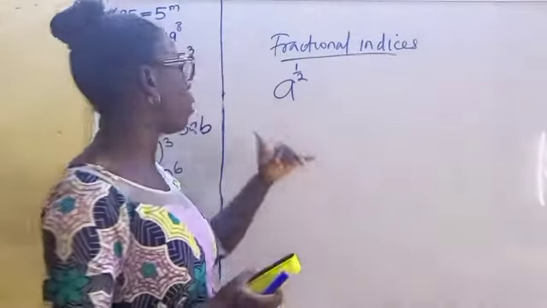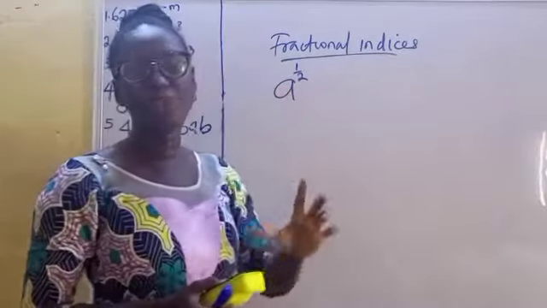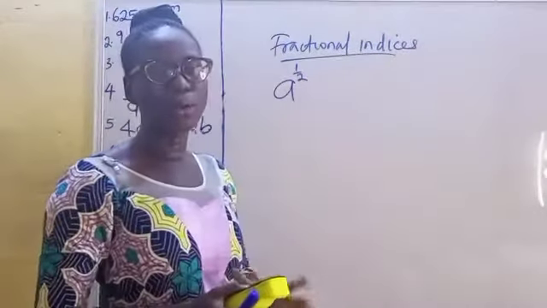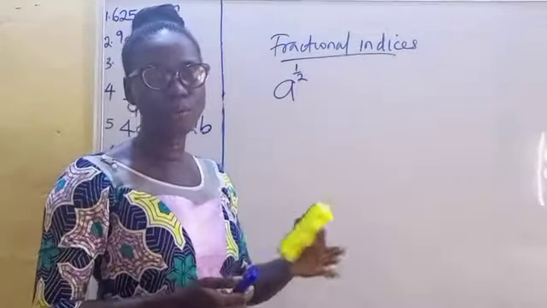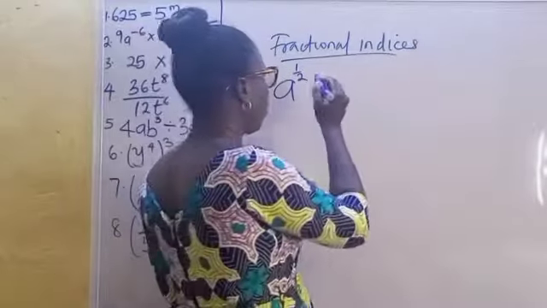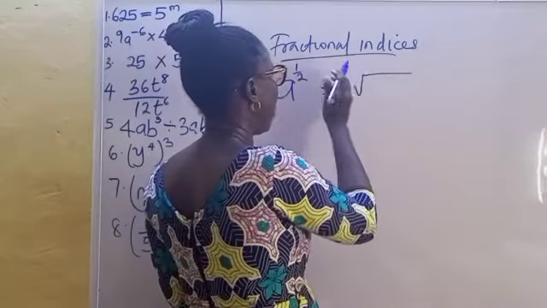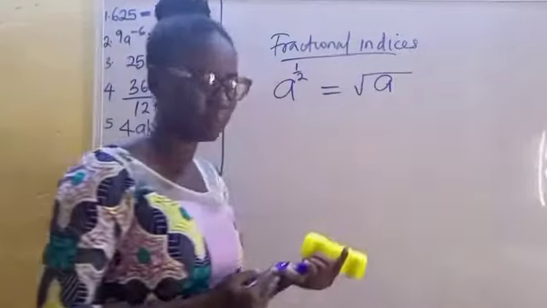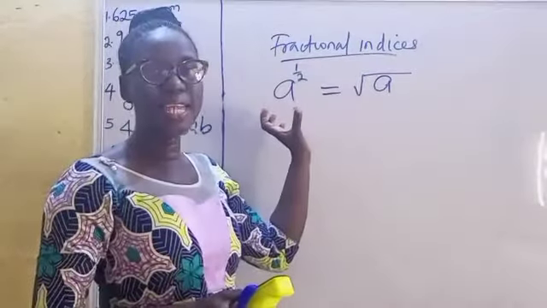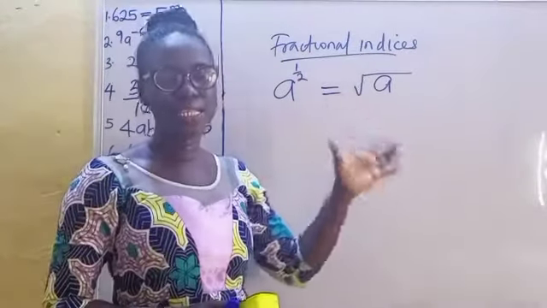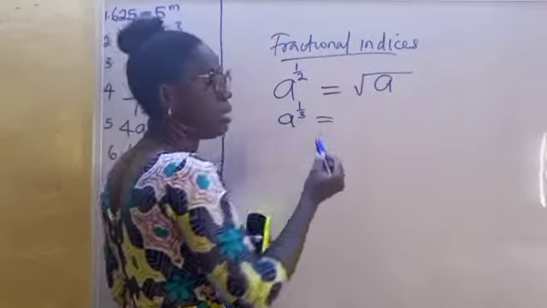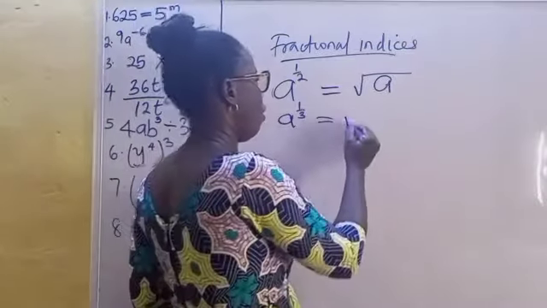And so, most times when we have our numbers written in this form, what it means is that we are talking about the square root of the base. a raised to the power of 1 all over 2 is the same thing as saying this is the square root of a. So if you have this particular index notation, it implies that it is the square root. What if we have a raised to the power of 1 all over 3? It simply means it is the cube root of a.